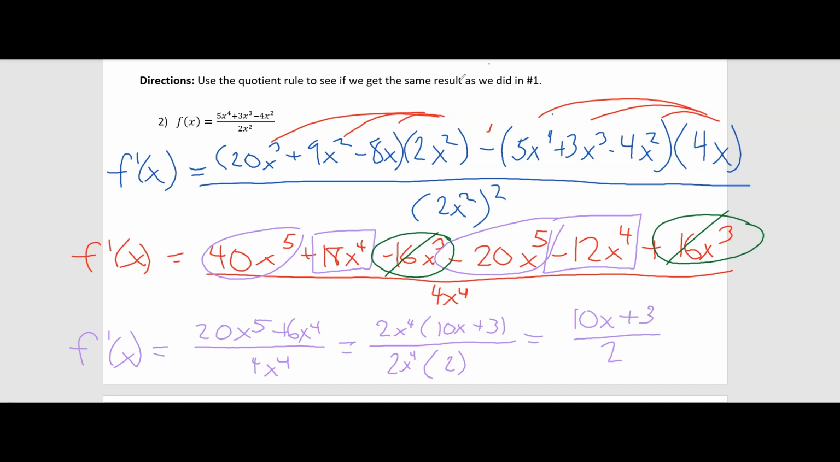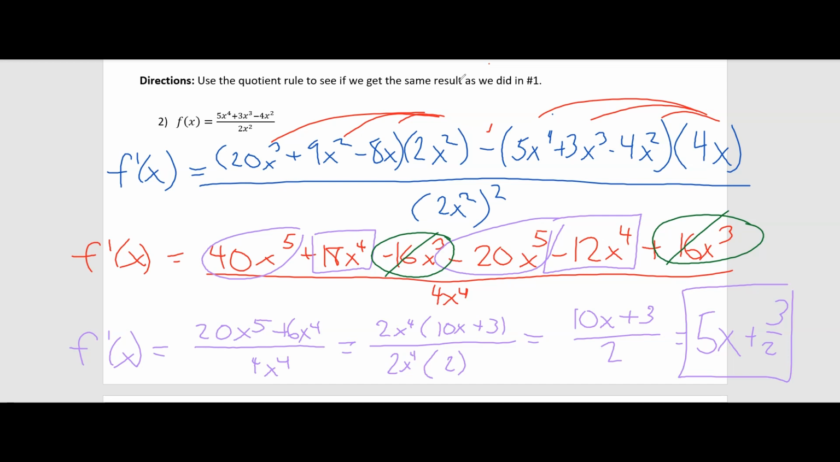Now you may say, well, this doesn't look like what I got up above. Well, that's just because we divided each term by 2. So if I do that, I get 5x plus 3/2. And that is what we got our first go around using the power rule. So clearly, the quotient rule was not very helpful in finding this derivative.